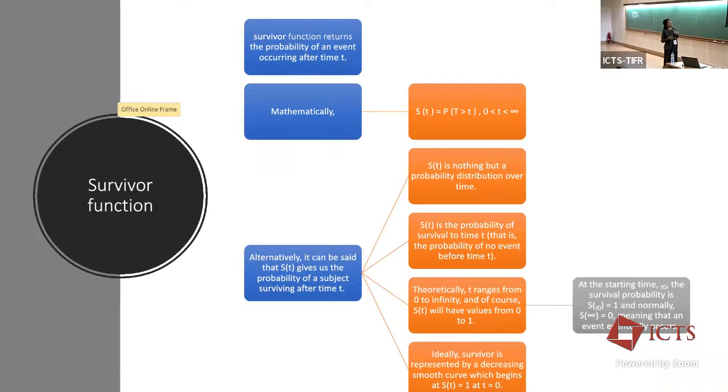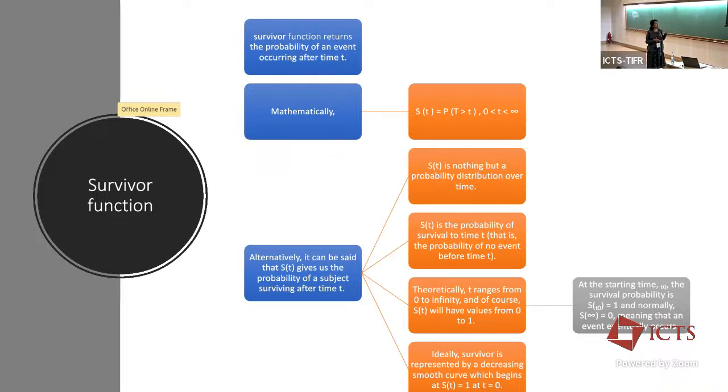Okay. So the survival function S(t) is equal to the probability that the person survives up till a specific time, where T is greater than 0 up to infinity. Alternatively, it can be said that S(t) gives us the probability of a subject surviving after time T.